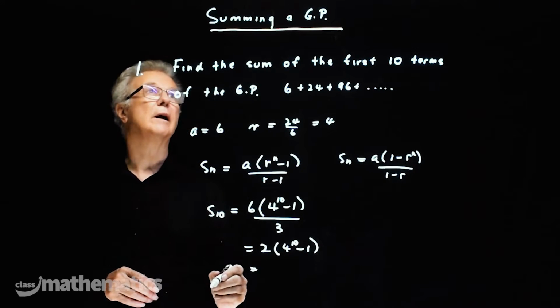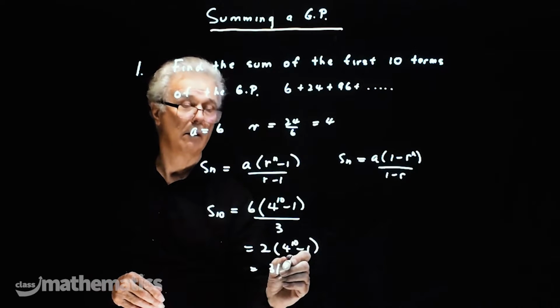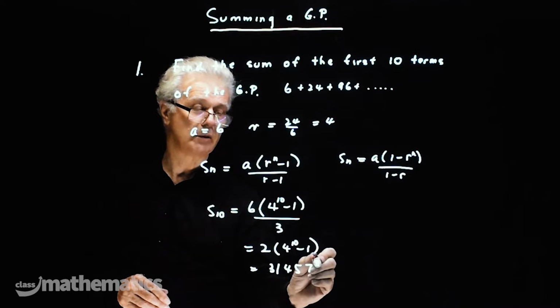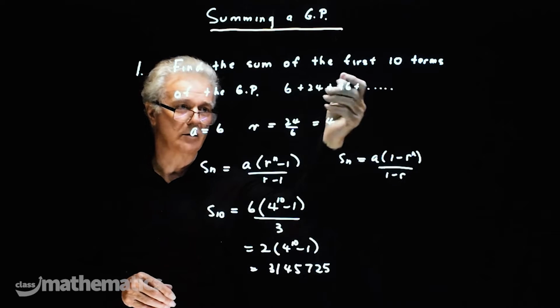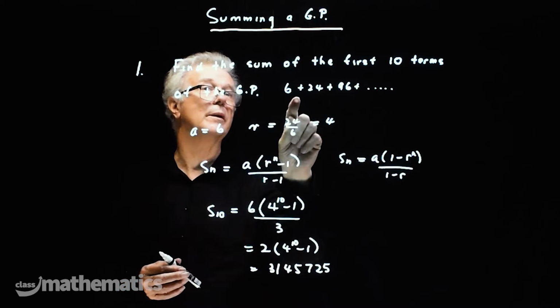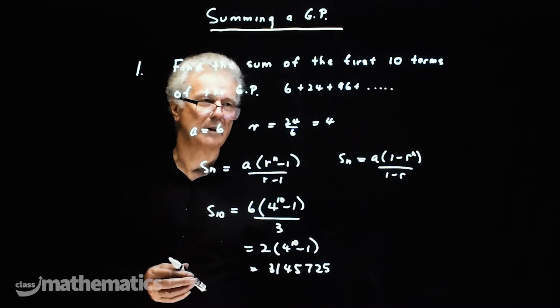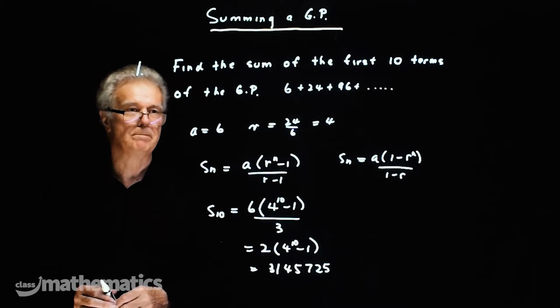Now when you do that in the calculator, you get the number 3,145,725. Quite a large number, isn't it? Because the geometric progression is going up each time, multiplying each time by 4. You could have done it from the beginning here, but you've got to go about 10 times, which takes a bit of time, so this is much, much faster. Okay, done.